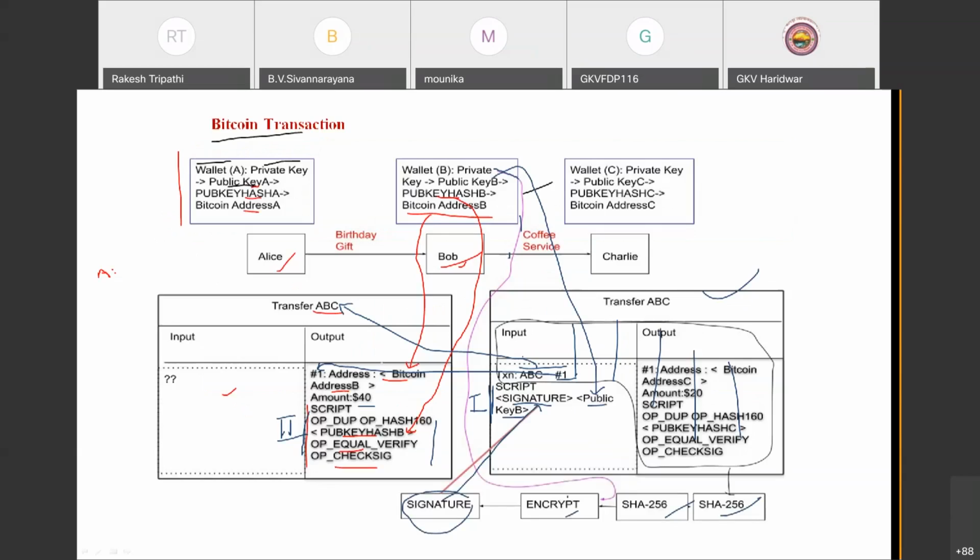So what is happening? Alice has given money to Bob in his output Bitcoin address, and this is the challenge. This is the response. Bob can only spend this money if he gives a suitable response. And what is that suitable response? We'll see. He gave the public key of B, and before that, he gave the signature. The signature was computed on this message, on this transaction ABC1. So he's sending Bitcoin to C of amount 20, and this is the challenge to Charlie. Charlie can spend if he gives a suitable response against this.